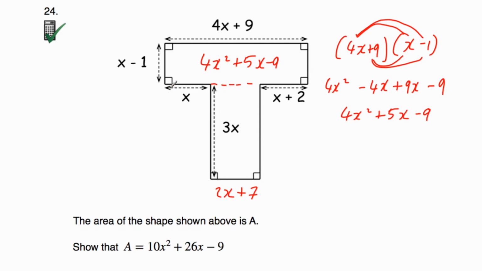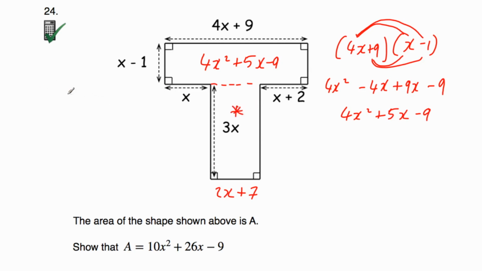And let's just check it. Let's add together this length and this length and see if we get 4x plus 9. So x plus x is 2x, plus 2x is 4x. And then 2 plus 7 is 9. So that means the width of this rectangle must be 2x plus 7. And we've got its length. So if we multiply the length by the width, we'll get its area. So let's do that.